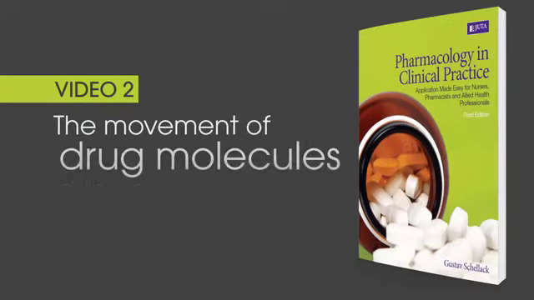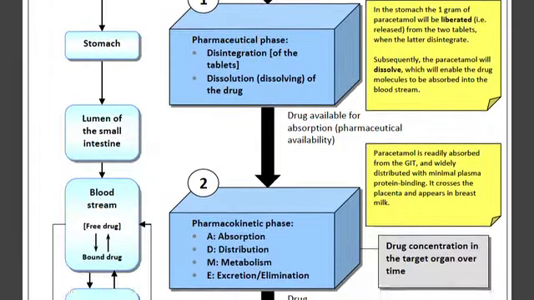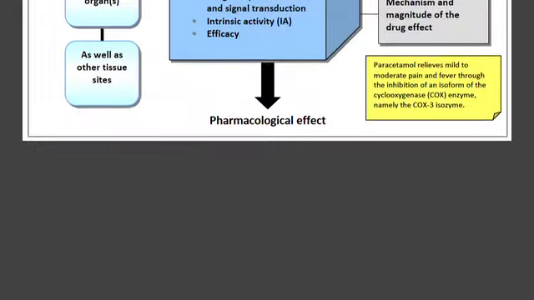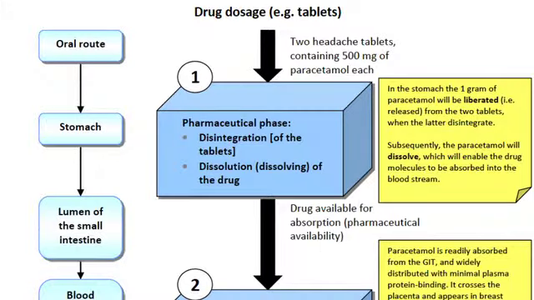The movement of drug molecules and the determinants of a pharmacological effect. You will find this illustration on the perforated page at the back of Pharmacology in Clinical Practice, 3rd edition. This diagram illustrates the movement of drug molecules and the determinants of the pharmacological effect by making use of a paracetamol tablet as an example. Let's consider the scenario in box 1.